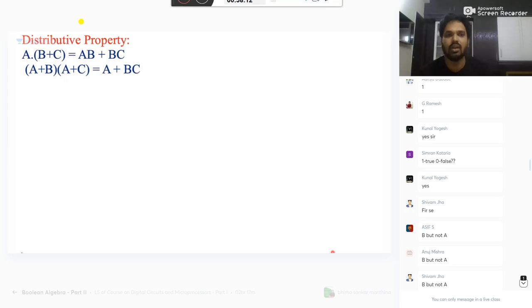Next one is the distributive property. What is the distributive property? A into B plus C. Let me go a little slow, if you feel it is fast. A into B plus C is equal to, multiplying this, AB plus AC. It is true anywhere in the universe. For this, you don't need any extra understanding.